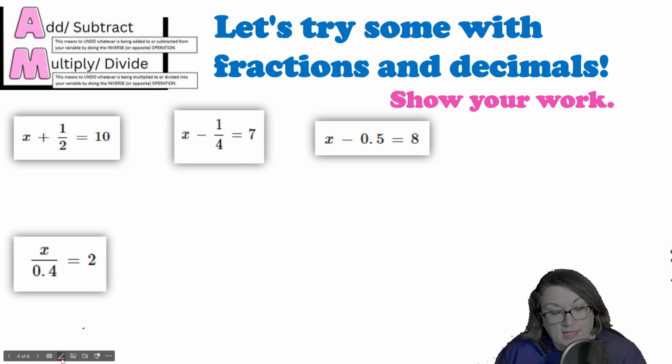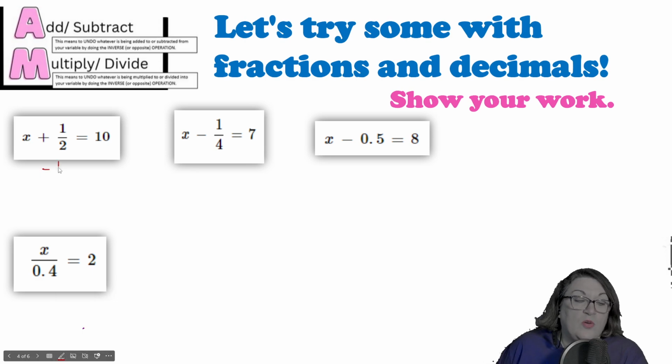So let me go back to my pens here. And this time we're subtracting 1/2 from 1/2, and that's going to zero out. And when I subtract 1/2 from 10, I'm going to get 9.5. You can type that in the Desmos if you like to get your answer as well.